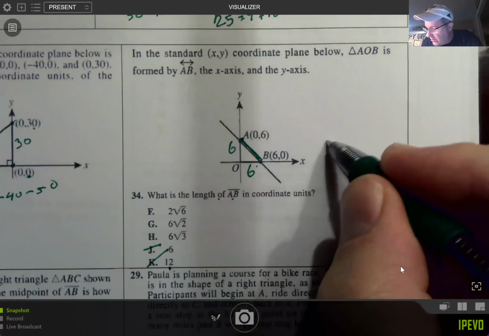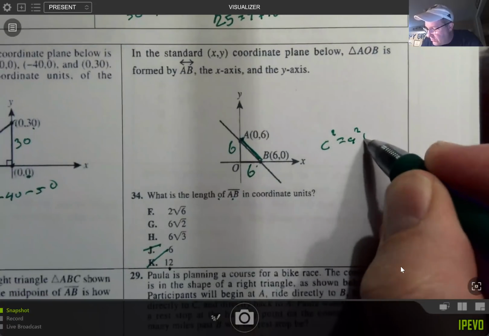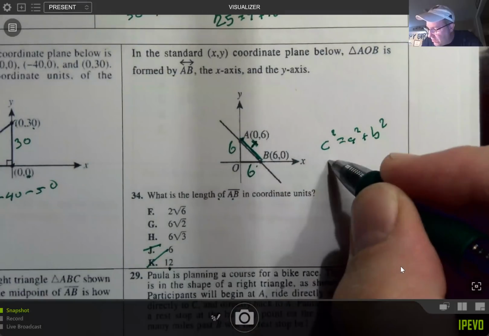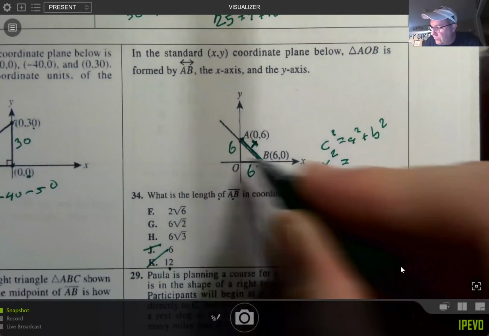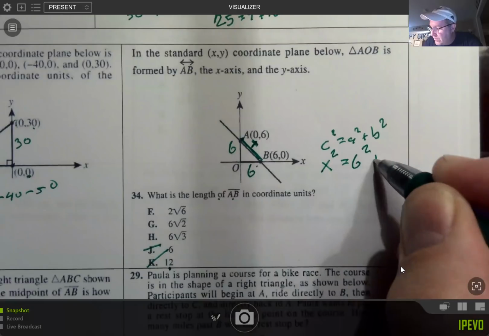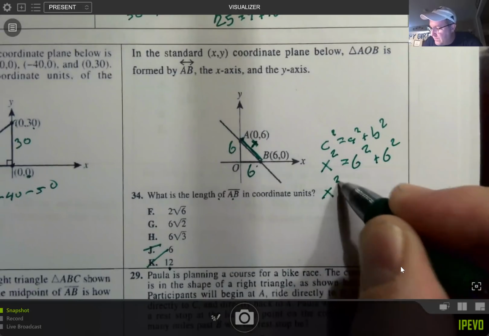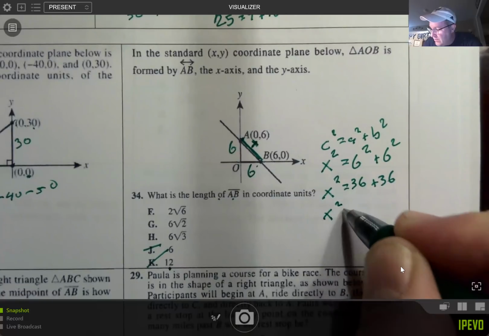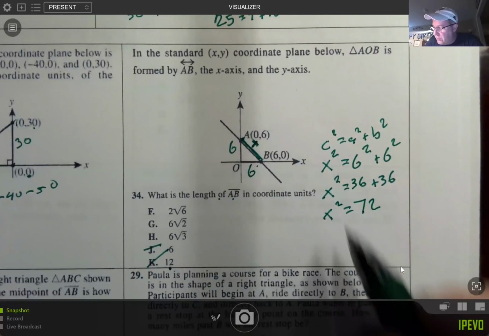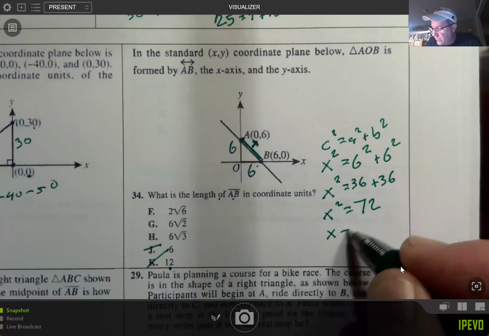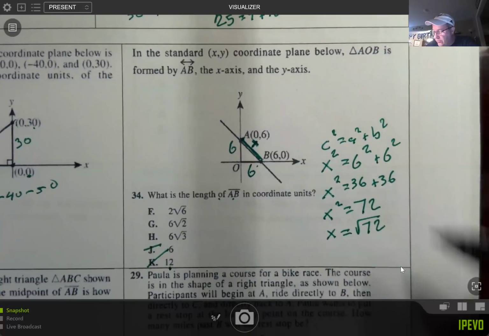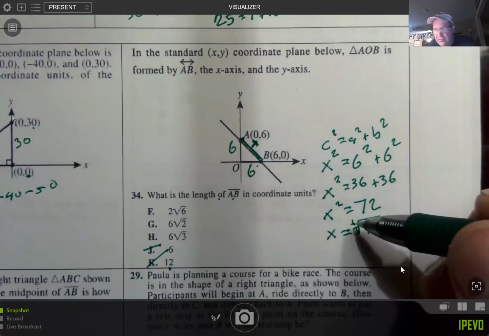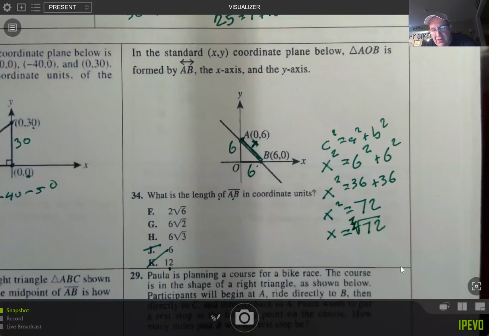That c squared equals a squared plus b squared. Well, I'm not sure what c squared is, right? I'm calling that x. But the other two sides are both 6s. So we wind up with... and then to get rid of that second power, we take the square root. And it really should be a plus or minus, but this is a length, right? So there's no such thing as a negative length down there.